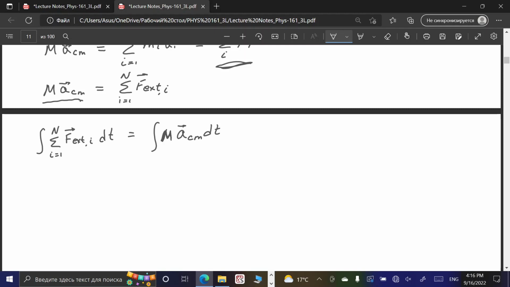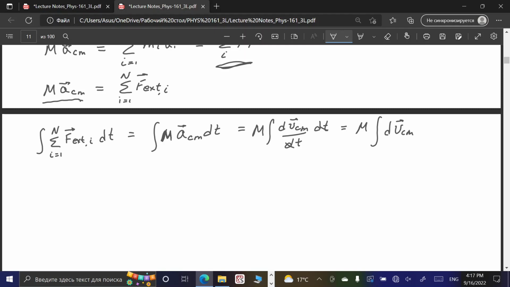We can represent the acceleration vector as the first derivative of the velocity vector over time. So that will be equal to the integral. We can also take out of the integral the total mass of the system, since it doesn't change with time. And here we will have dv center of mass over dt times dt. So we can cancel out this dt and have the following. It will be the integral of dv center of mass.